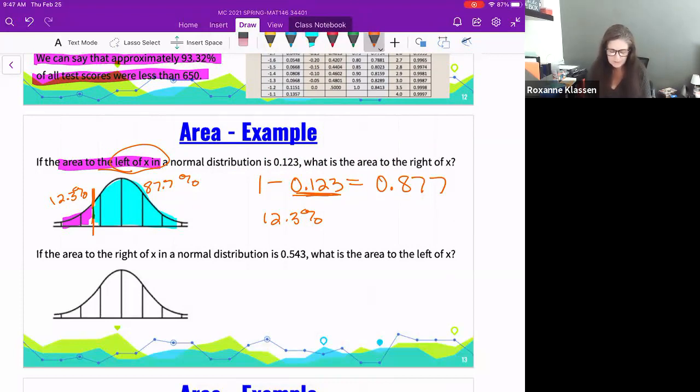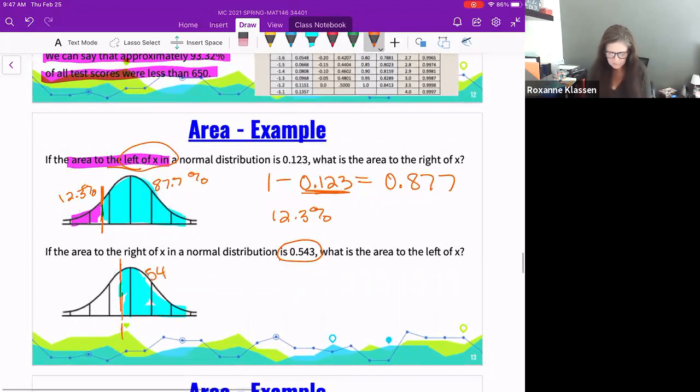So on our second one, we had a little bit of confusion. Notice that the area to the right is 0.54. Remember, if it was right here, the area to the right is 50, the area to the left is 50. So if we want the area to the right to be a little bit bigger, it would be about right here. I'm just rough estimating. So it's saying the area to the right is 0.543, which is about 54.3%.